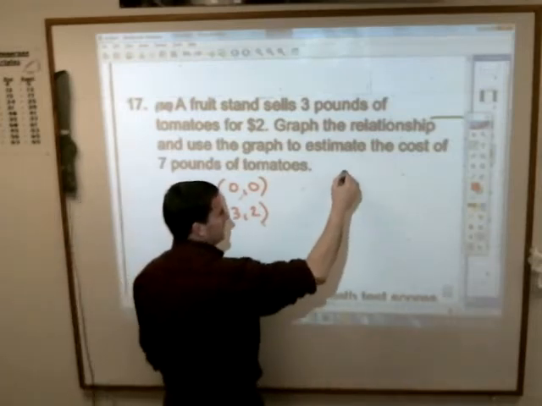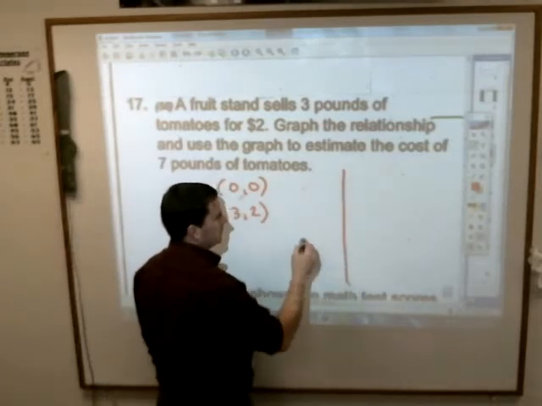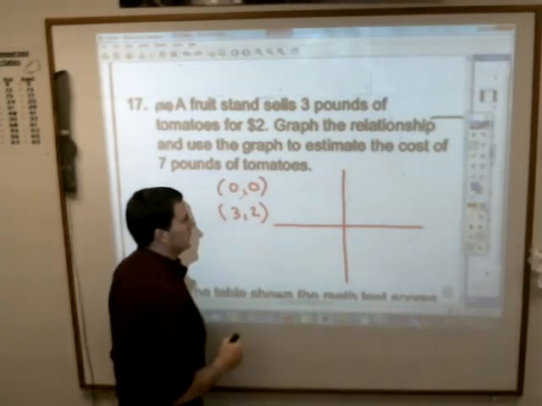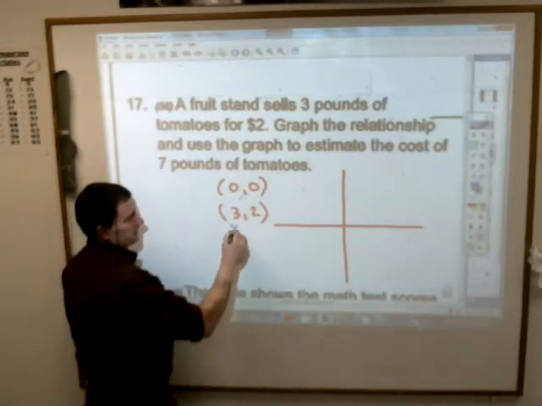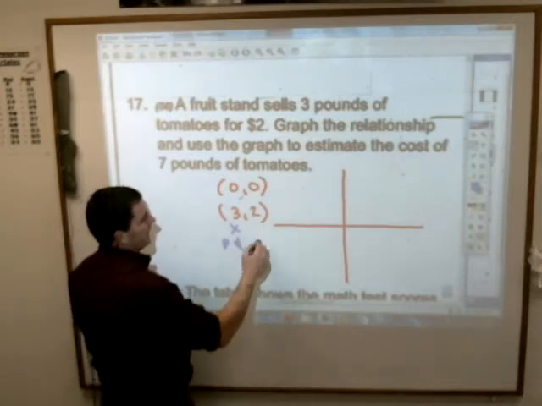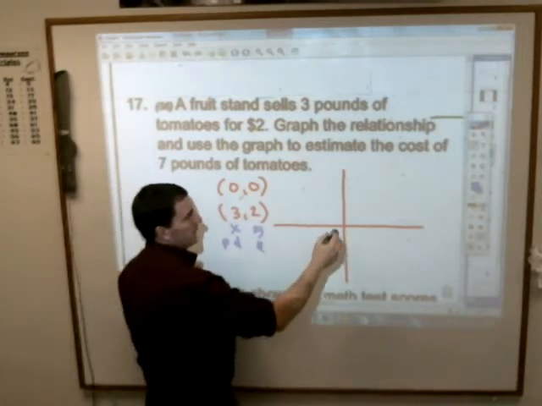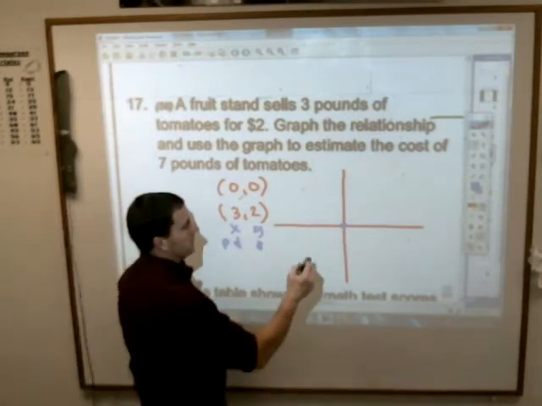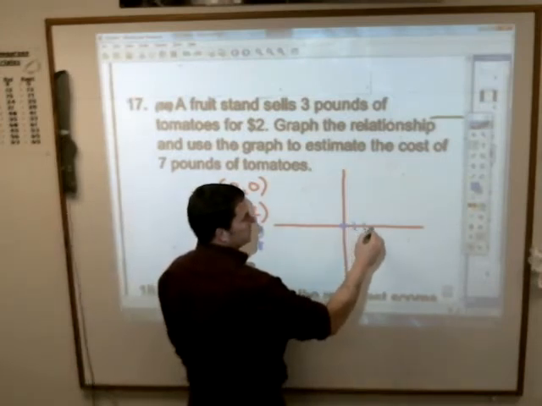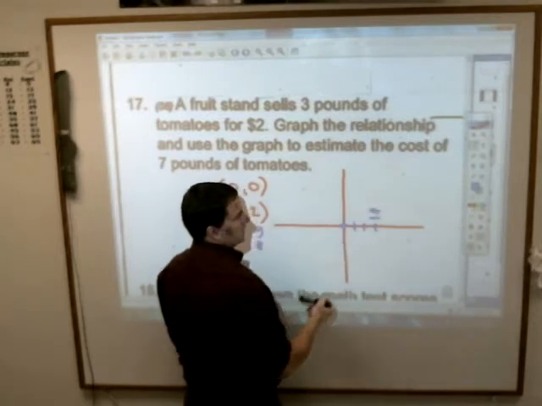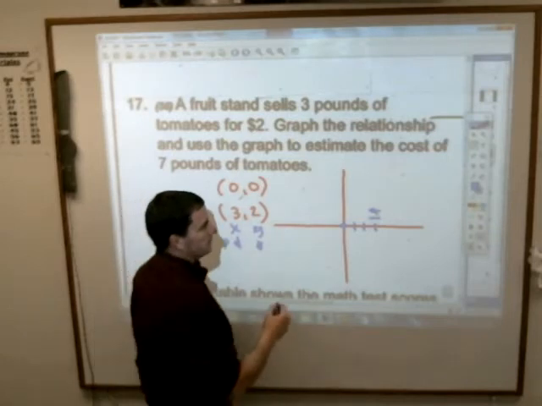So, and you definitely need to do this on graph paper, unlike what I'm going to do here. Okay, I'll get relatively close. The x-axis is how many pounds, and the y-axis is how many dollars. So we know at 0, 0, 0 pounds is going to cost you $0. 3 pounds, 1, 2, 3, is going to cost you $2. So there is the line that you can draw.